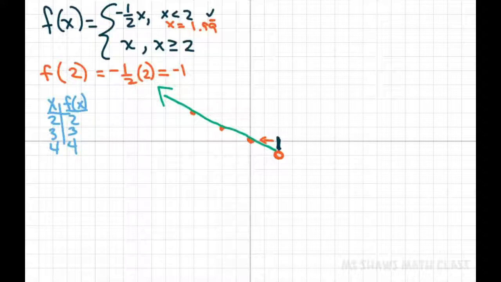So we start at 2, and 2 definitely goes to 2, and it can equal 2. 3 maps to 3, 4 maps to 4, and it's linear as well. I'm going to go right through those corners on the grid as best as possible. So there's your graph, and we graph the two functions in pieces.